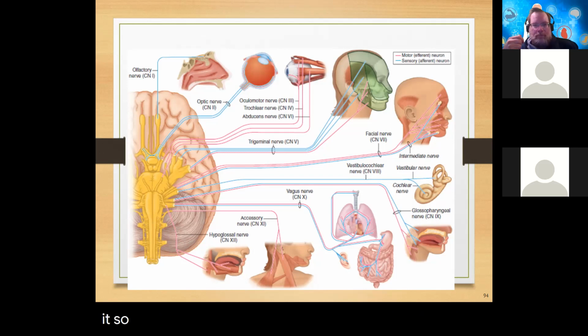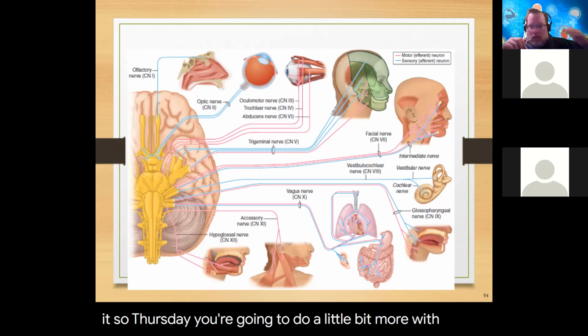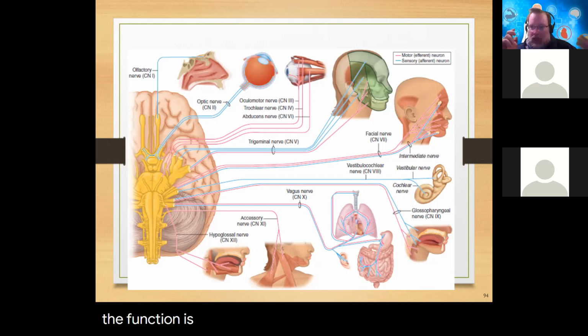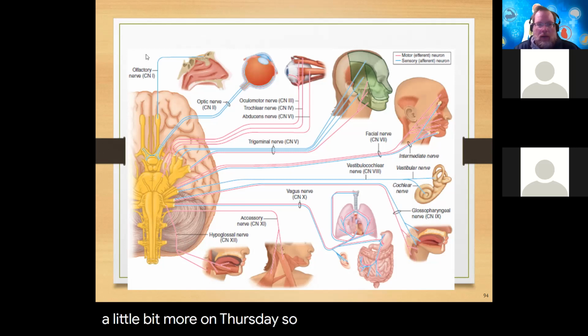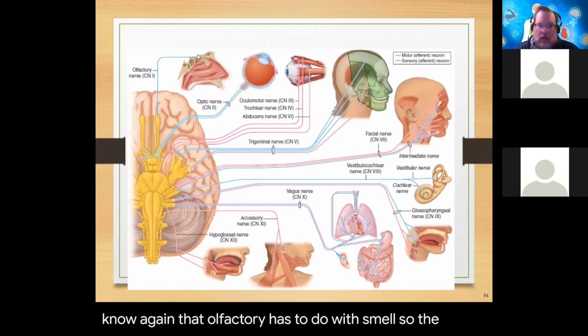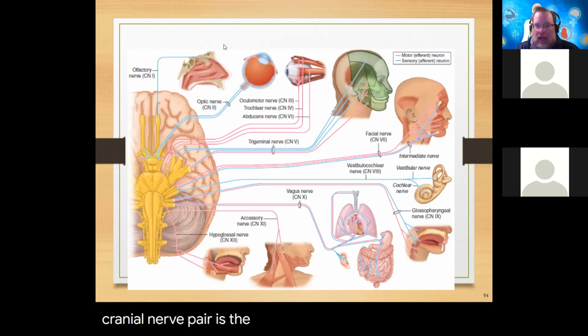So Thursday, you're going to do a little bit more with what the function is of each of these cranial nerves. And I'm going to tell you the basics now, and then we'll go back through it a little bit more on Thursday. So we start with olfactory. We know, again, that olfactory has to do with smell. So the first cranial nerve pair is the olfactory nerve pair.